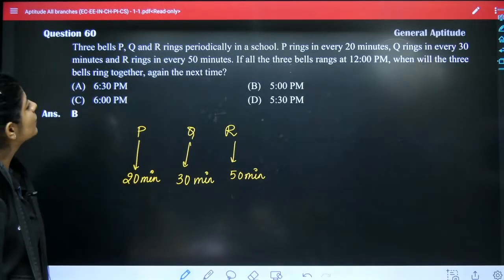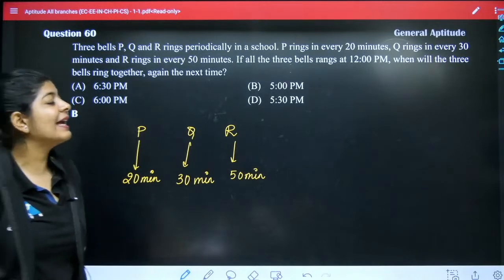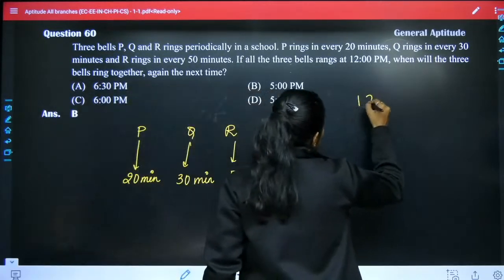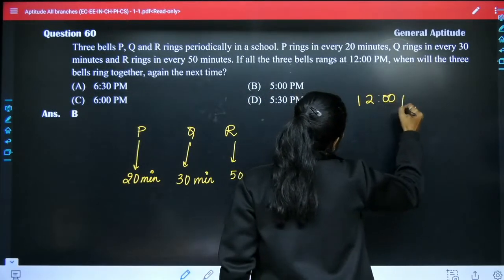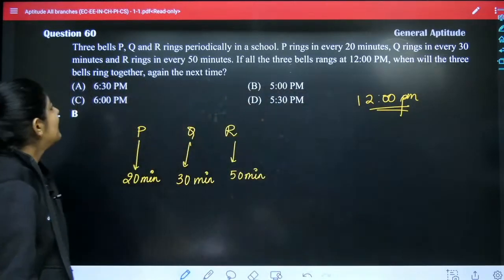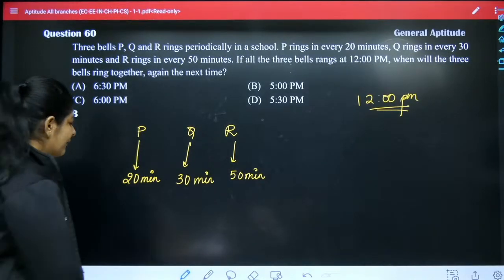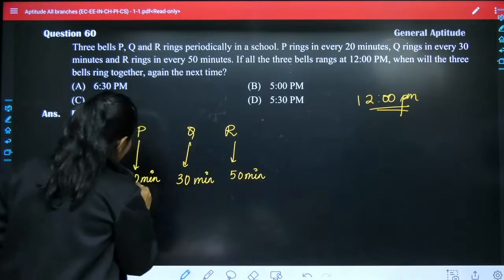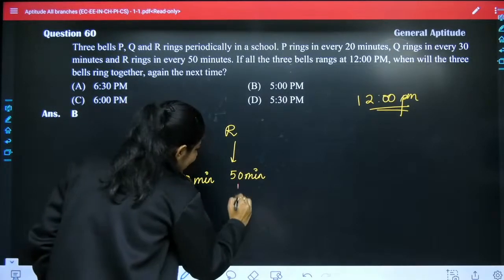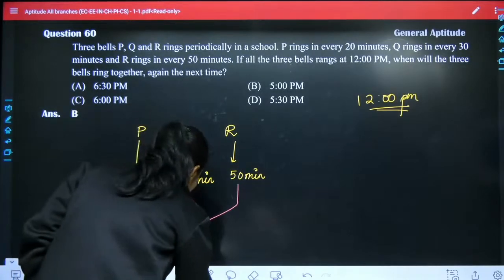Now what do we have to calculate? It is given that all 3 bells rang together at 12 p.m. When will the 3 bells ring together again the next time? Now what we have to do is calculate the LCM. If we find the LCM of 20, 30 and 50, we will get 300 here.